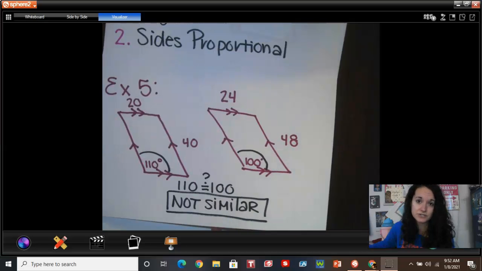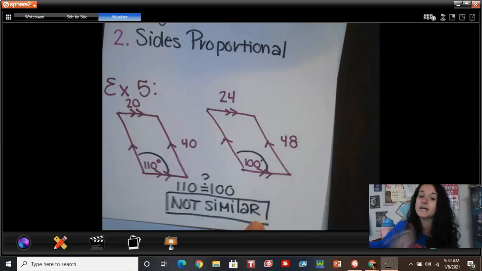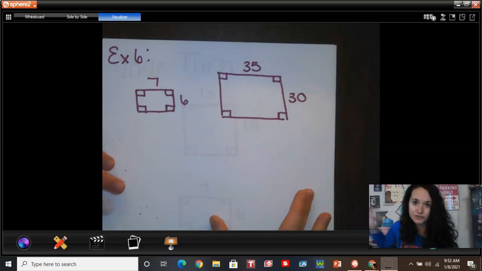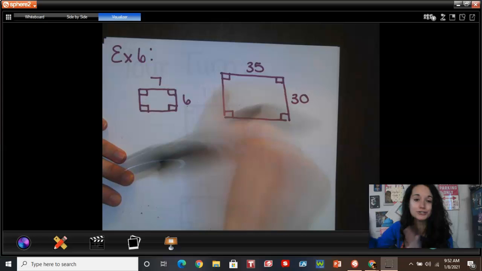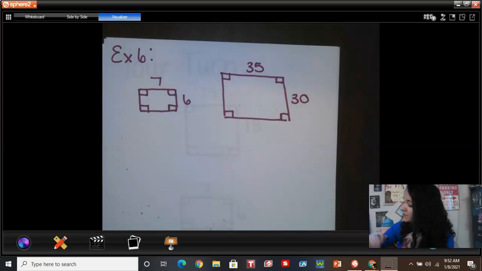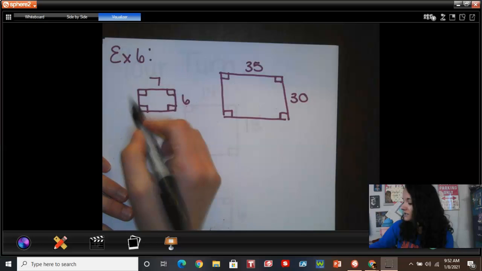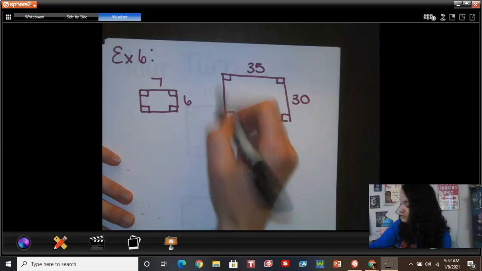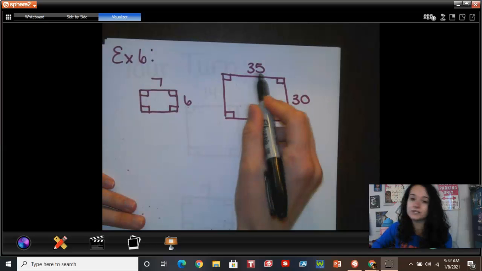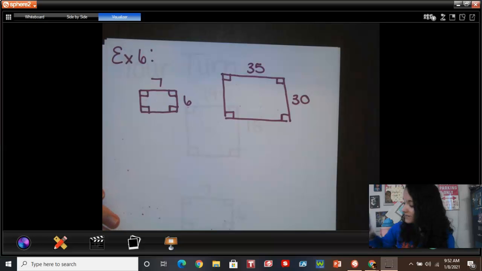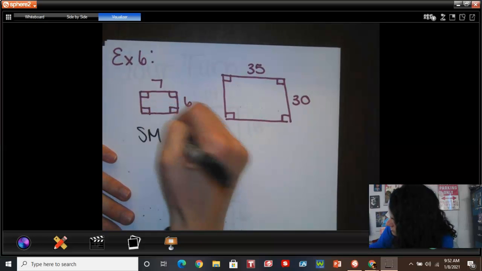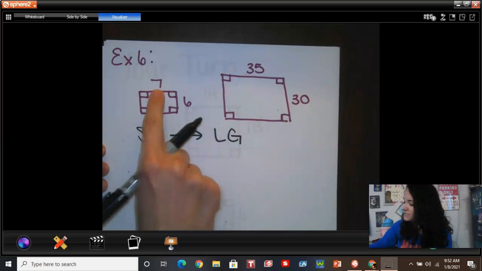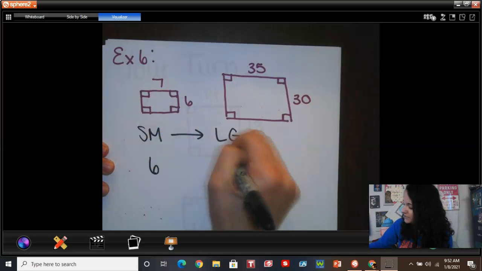Since that one only showed us how to do the angles, we also need to remind ourselves how to deal with proportional sides. So we have example 6 here. Now if I check my angles, they're all right angles. So we're good to go on the angle front there. But let's talk about our sides. So for this quadrilateral, we have a side length of 7 and 6. For this one, which means it's a rectangle, we have 35 and 30. Okay? So when you're checking for proportionality, I always like to remember to go from small to large. So let's start with my first figure here. I have 7 and 6. So I'm just going to go like that.